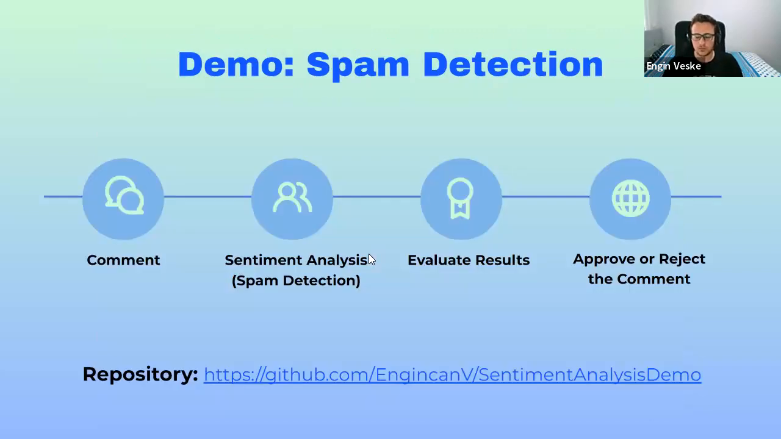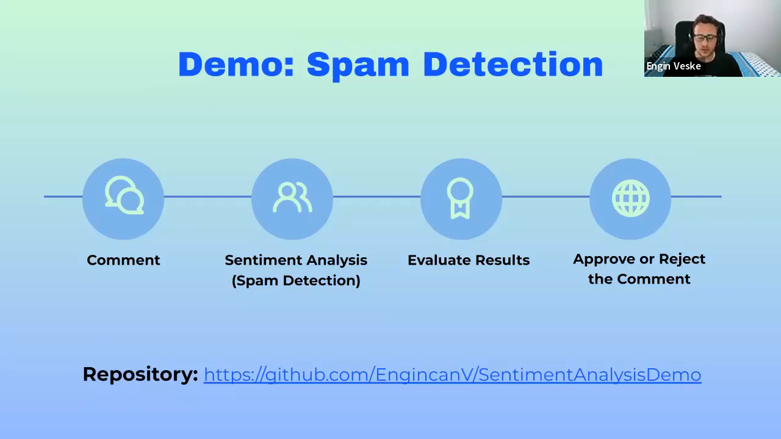When we think about our demo application, we will do spam detection, and it has 4 main steps actually. A user needs to make a comment, and after that, on the backend side, we will do sentiment analysis, detect the message, and classify it as either spam or not spam. Then we will evaluate the results. We will get the result, and we will also check the probability of the result's accuracy, and then we will determine whether we should approve or reject the comment.